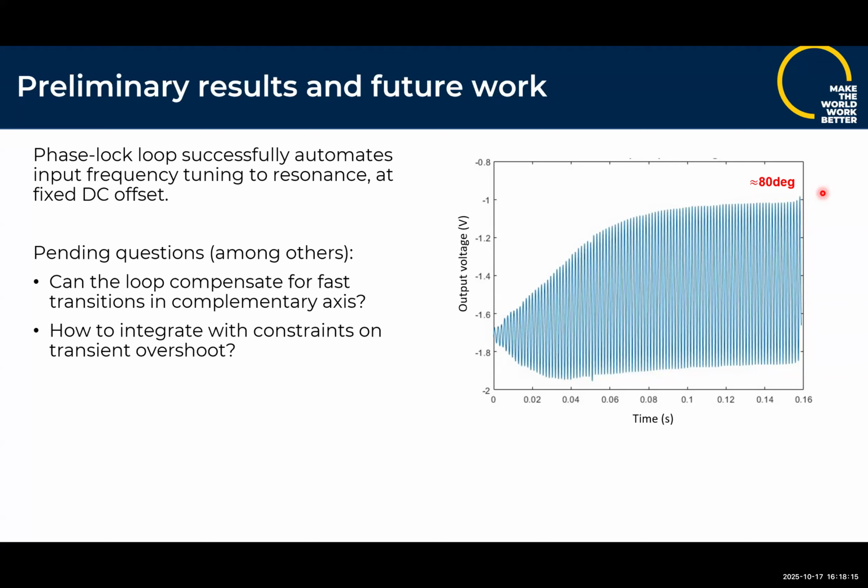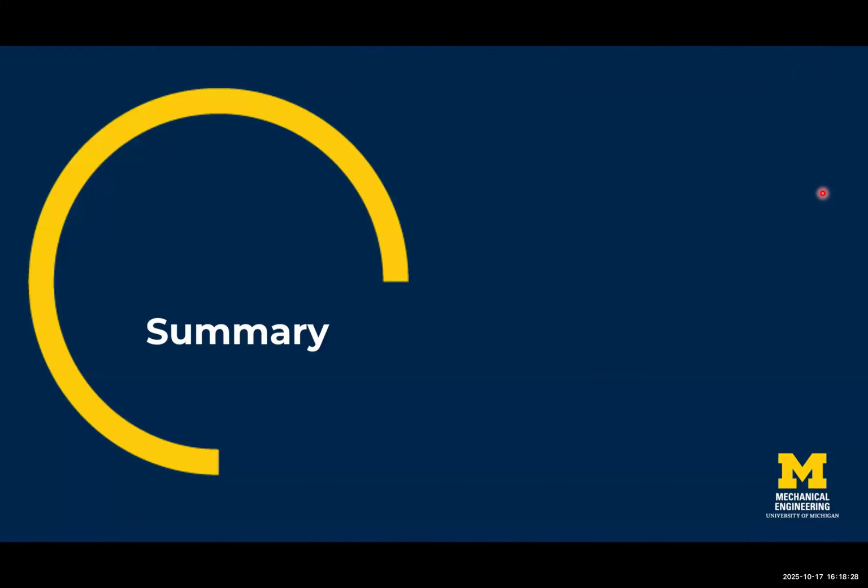Can the phase lock loop by itself adapt as fast as the slow axis is moving, or do we need more sophisticated controllers here? Haven't even tried to make this reconcile with transient motion controls yet. So these are the directions we're looking at these days.